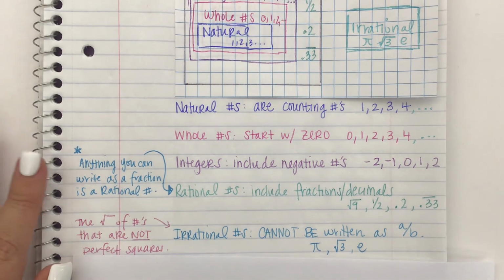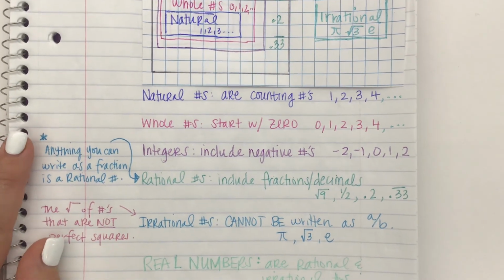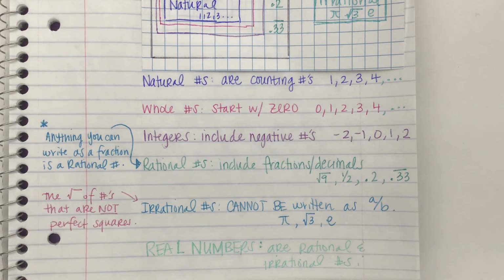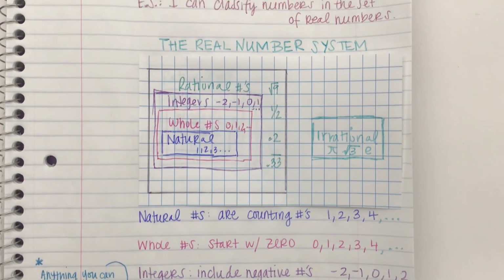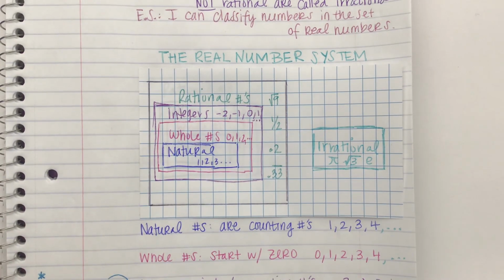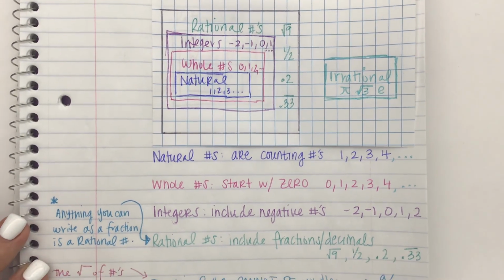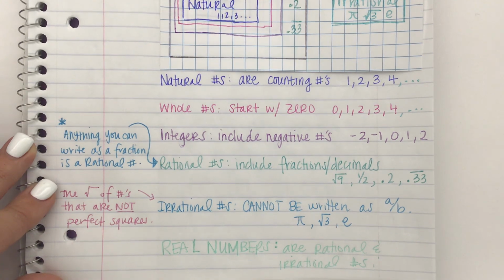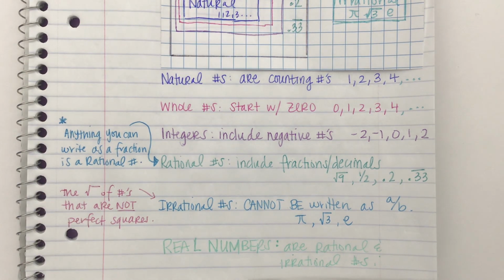Okay, and that actually concludes the real number system, because real numbers are actually just numbers. They consist of rational numbers and irrational numbers. So any number that you know up to this point in your mathematical education is going to be considered a real number, and they are rational and irrational numbers. All right, and that is the real number system. I'm going to go ahead and slide the notebook real quick so you can see all of the notes and write them down if you didn't have them. Okay, and again, if you have any questions, feel free to let me know.